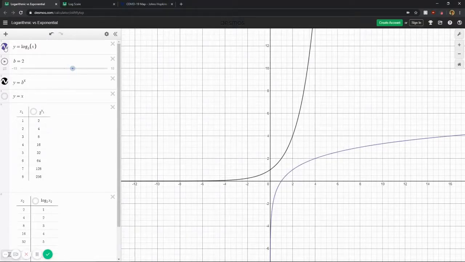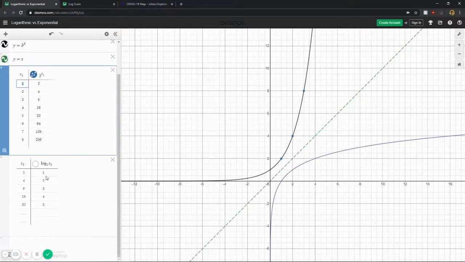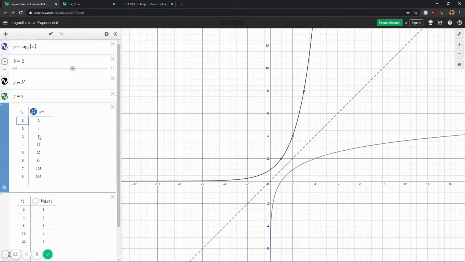Now, a property of all functions that are inverses of each other is that they are reflections about the line y equals x on a coordinate plane. And also, like we mentioned a minute ago, here I have this table: the inputs of this original function, 2 to the x, are the same as the outputs of my other function, the inverse function, in this case log base 2 of x, because b is 2.